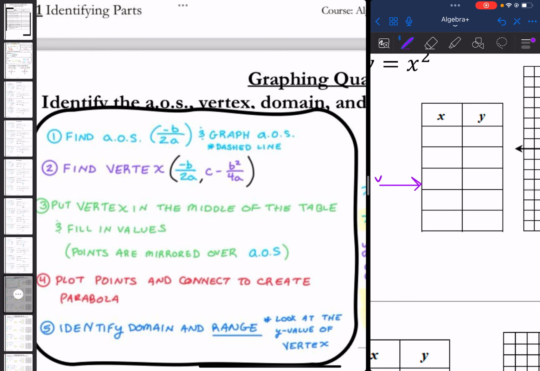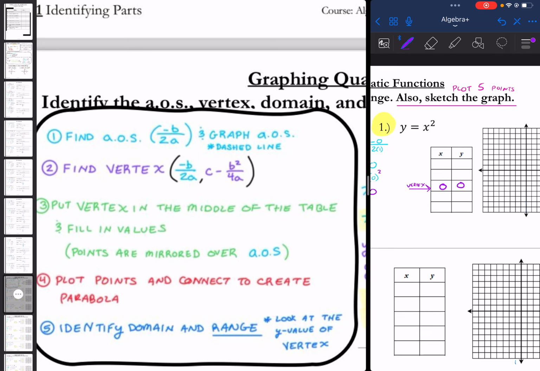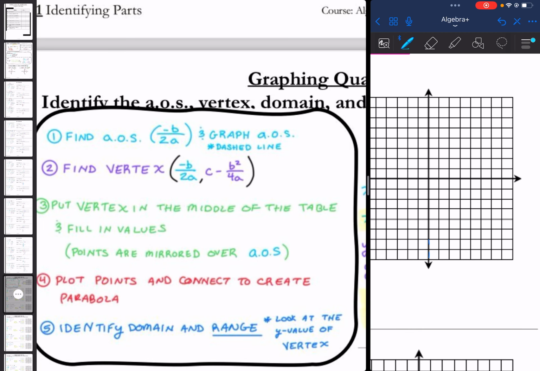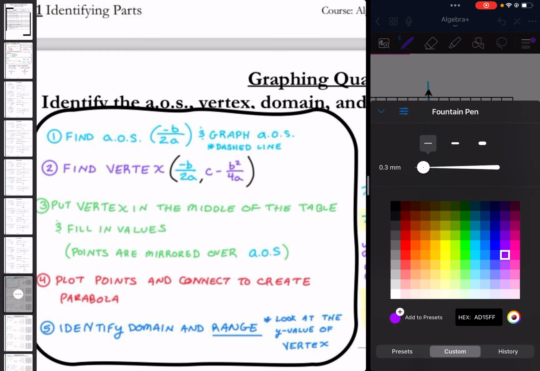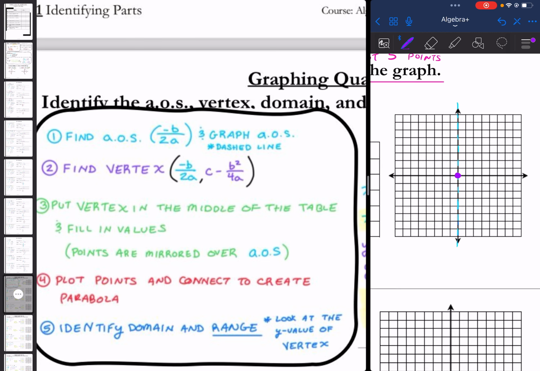I believe you should have arrows on yours that show you where to put the vertex. I won't always give you a table, and I won't always put those arrows there. You can create tables for whatever you want. You are more than welcome to do that. Since we found our axis of symmetry is 0, we know that's right along the y-axis. I'm going to draw my dotted line here. We're used to that. And then we're going to draw and plot our vertex. Our vertex is the origin, so great.